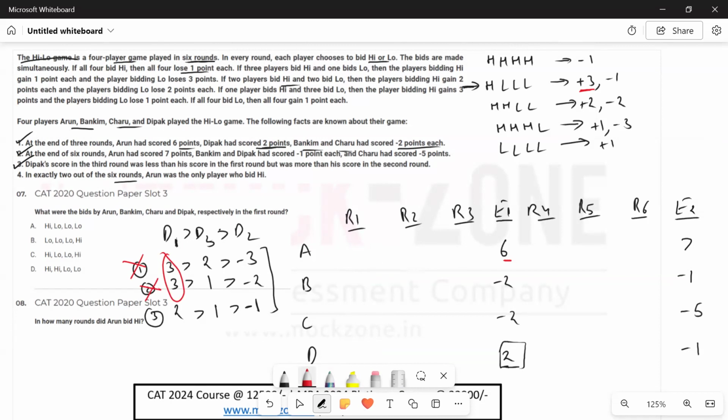So that means कौन सा case हो रहा है इधर? We know that for sure D1 is equal to 2, D3 is equal to 1, and D2 is equal to minus 1. So this is the case which is being played over here.